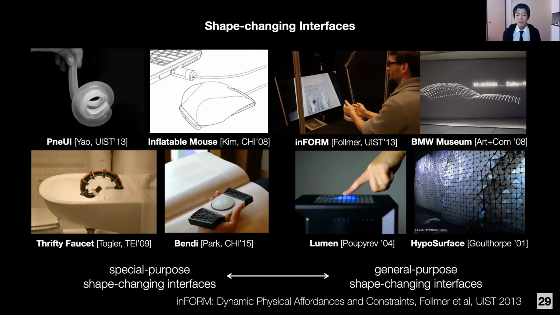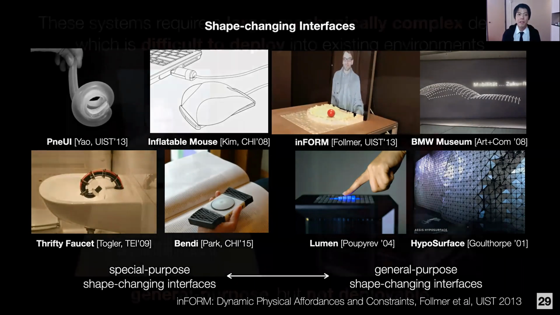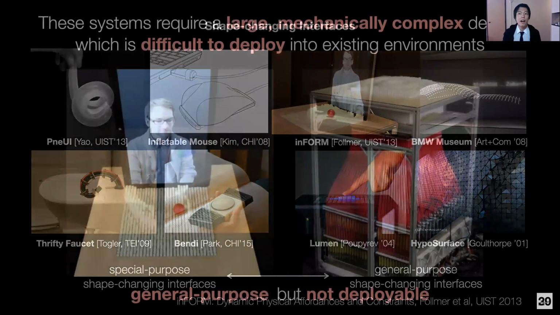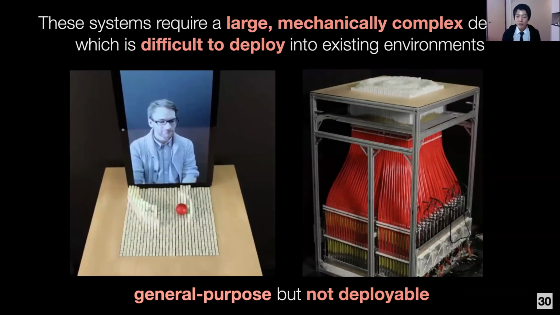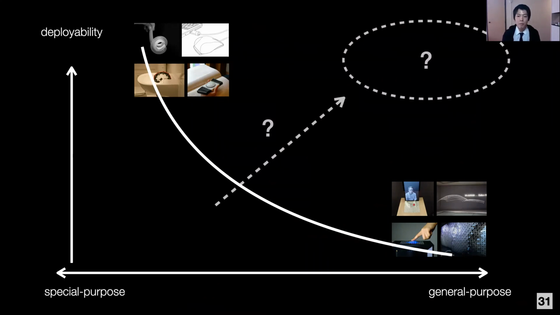So these general purpose shape-changing interfaces are really promising for representing information, but these systems often require large, mechanically complex devices, which are difficult to deploy into the environment. Because general purpose shape-changing user interfaces often require actuating many elements, they become much more complex compared to special purpose shape-changing interfaces, which makes them difficult to deploy.